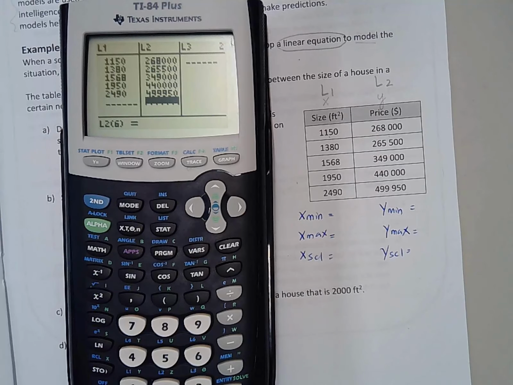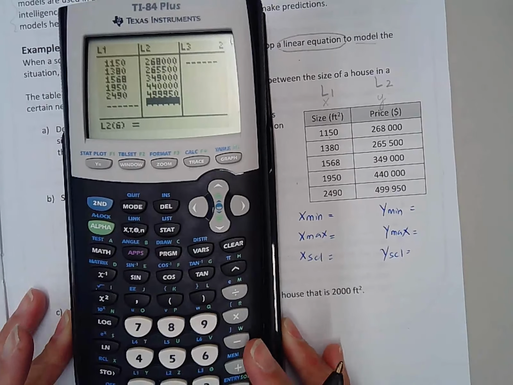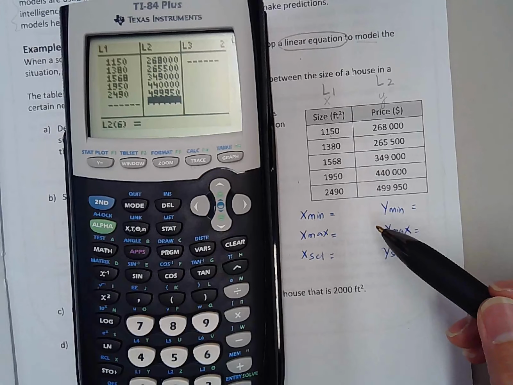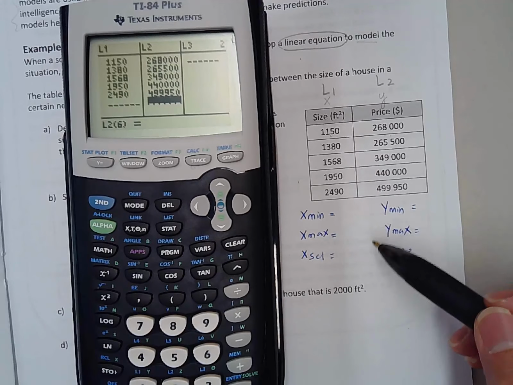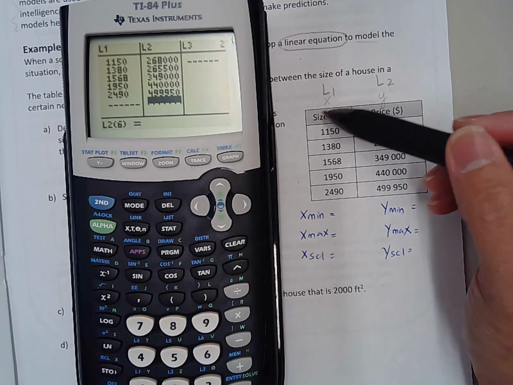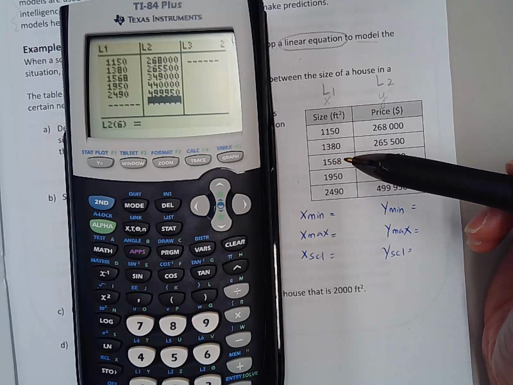Okay, so we've entered the data. Some people are just finishing up. Now what we're gonna do is try to display that on the screen on our calculator. To do that, we have to set up our X min, X max, Y min, Y max. So looking at the X values on your L1, list 1, what do you think should be our X minimum?